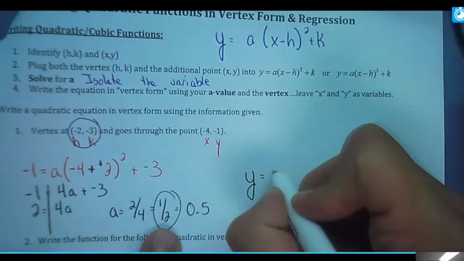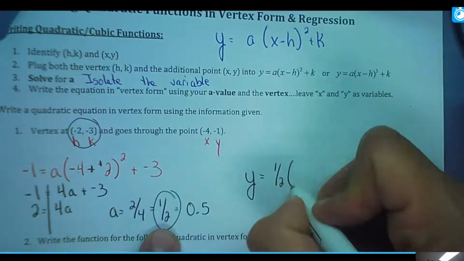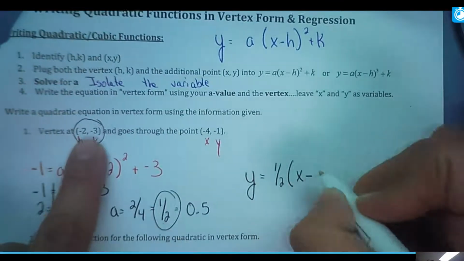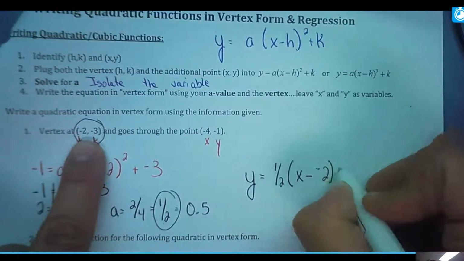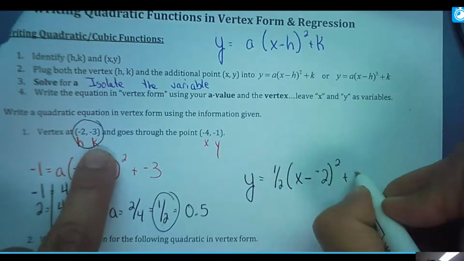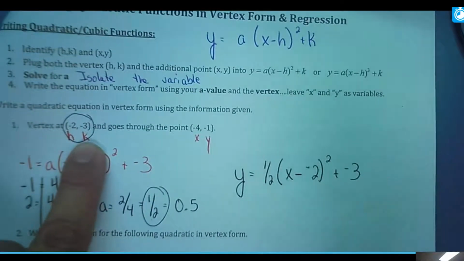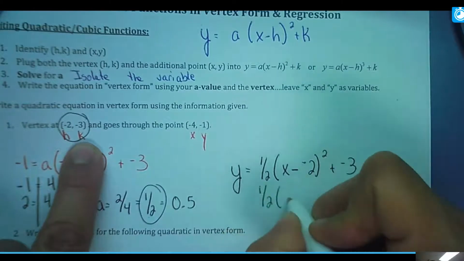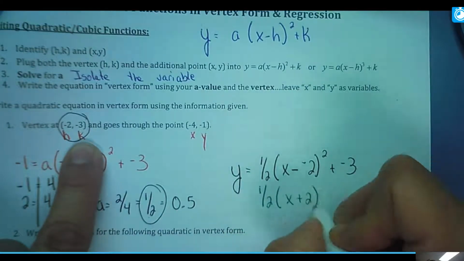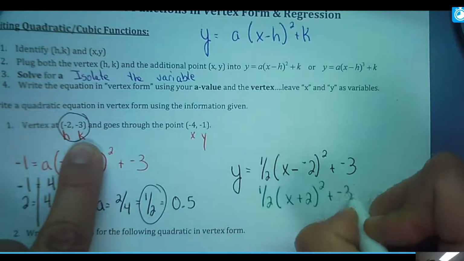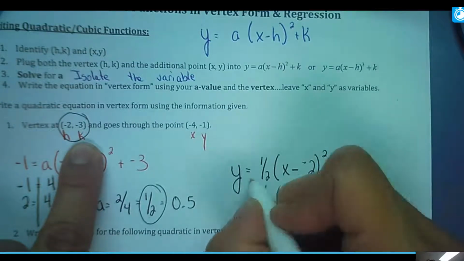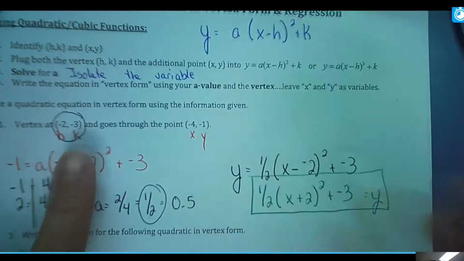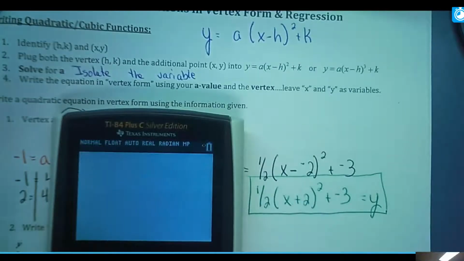So y equals a, I'll put the half, parentheses, x, and I'll subtract my -2 squared plus my k value. And you wouldn't normally see it like this. Again, them subtracting a negative, you would actually see it as x plus 2 squared plus -3 equaling that y value. Okay?